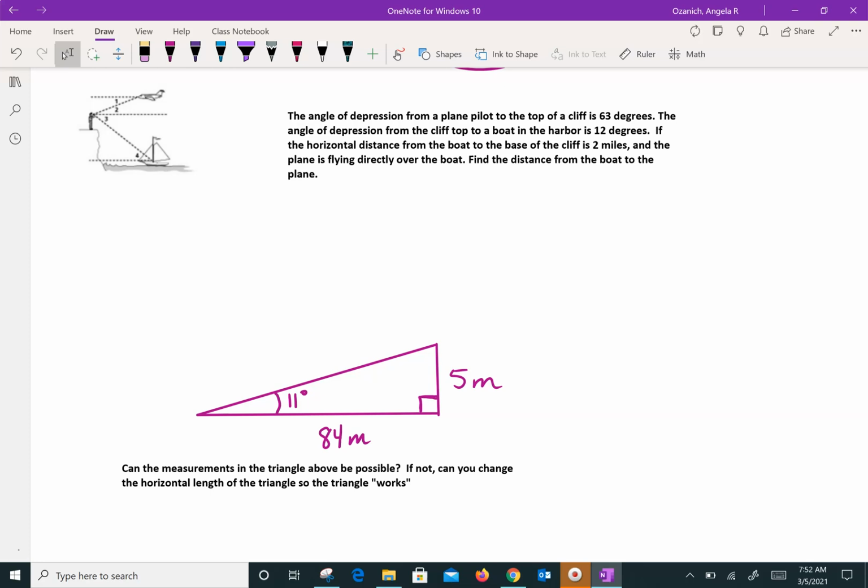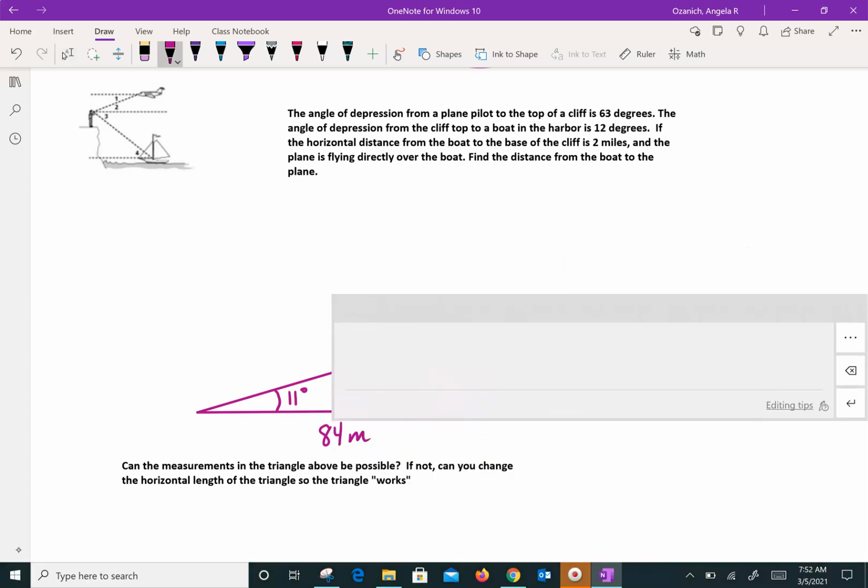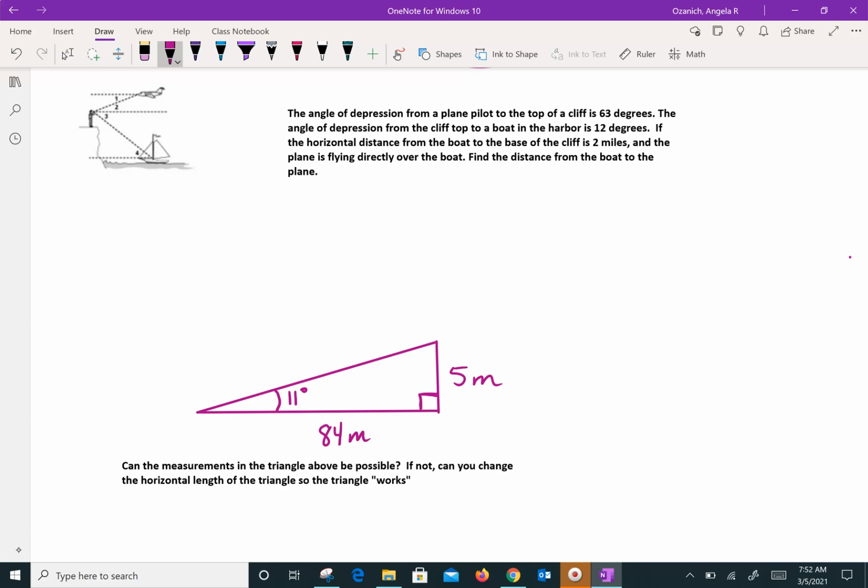The angle of depression from a plane pilot to the top of the cliff is 63 degrees, okay? So an angle of depression of 63 degrees. And what else do we know? The angle of depression from the cliff top to a boat in the harbor is 12 degrees. I don't think our picture is to scale, so go with your numbers if you're drawing a picture similar to the one you see on the left. If the horizontal distance from the boat to the base of the cliff, again we have the base of the cliff and we have this idea of a horizontal distance, is 2 miles.